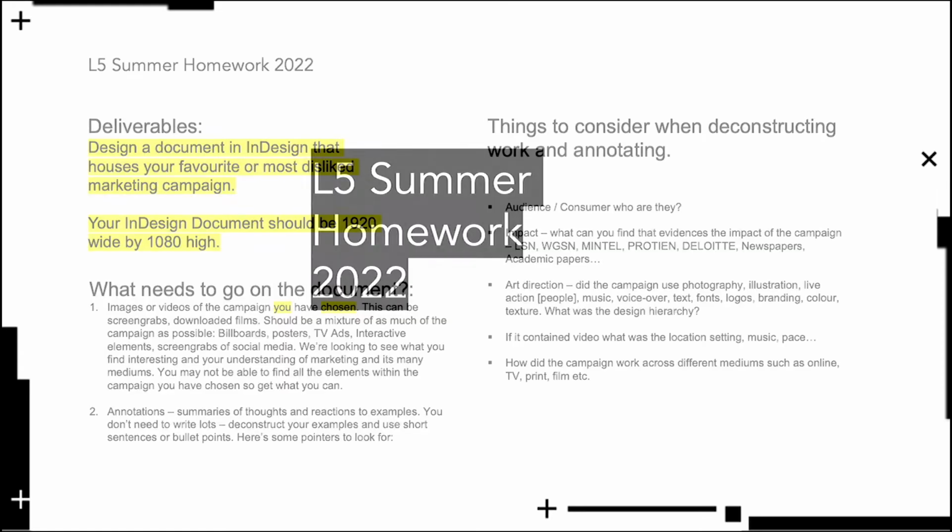Hello, new second years. This is your level 5 summer homework. I'm Adam Guy, and I'm going to talk you through what you need to do to get you warmed up and ready for your first module, marketing and PR, with myself and Laura and a few externals coming in to give you some great lecturing on the subject.